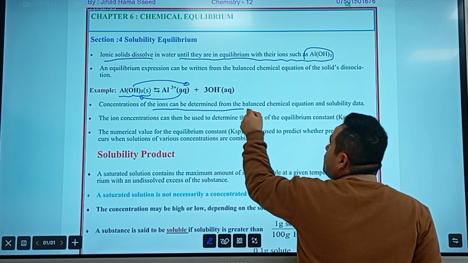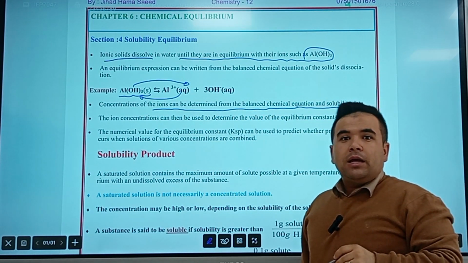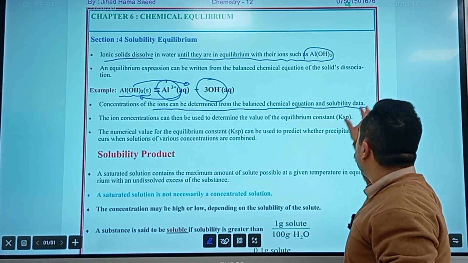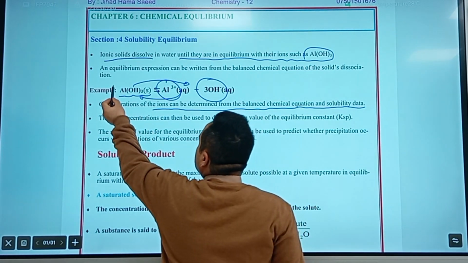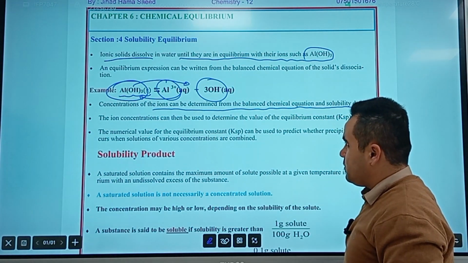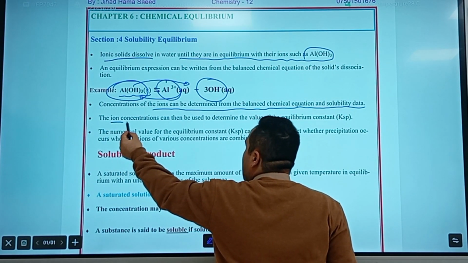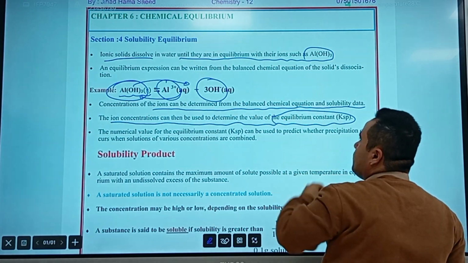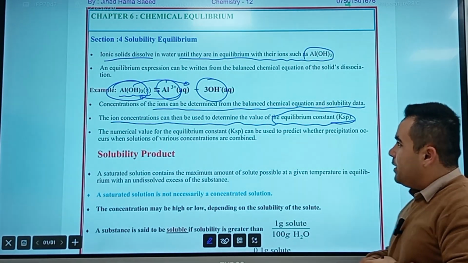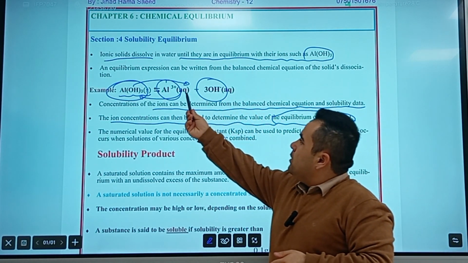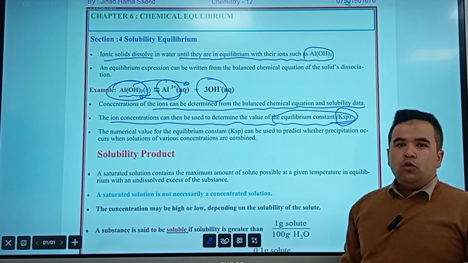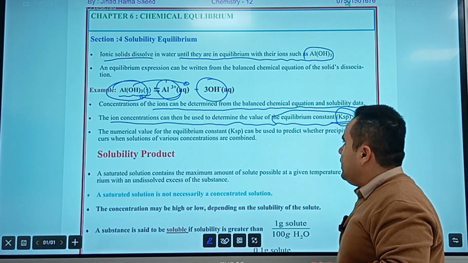Concentration of the ions can be determined from the balanced chemical equation and solubility data. Guys, from the balanced equations we can determine the concentration of the ions or the solubility data. Sometimes they provide the solubility tendency of the ionic solids. Through their solubilities, we will be able to determine the concentration of the ions. As the concentrations of ions are known, the ion concentration can then be used to determine the equilibrium constant we call Ksp. We will be explaining the meaning of Ksp and we will be calculating it mathematically as well. So we use the solubility data to calculate the concentration of the ions, and as the concentrations of the ions are known, we'll be able to calculate Ksp, which is the solubility product constant. We will explain in detail, guys.